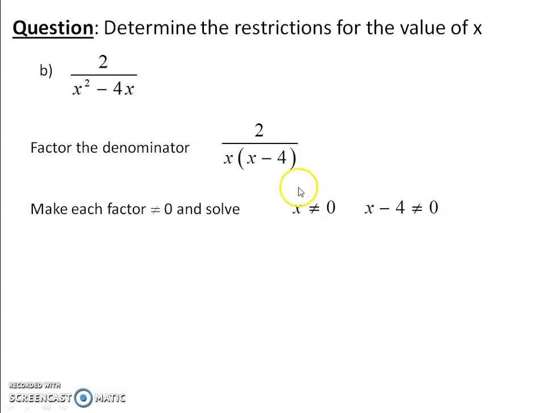So option 1 is that this on its own, that's already isolated. It means that x can't be 0. And in this case, to isolate the variable, I'd have to add 4 to both sides or move this negative 4 to the other side. And that's what my restriction is.